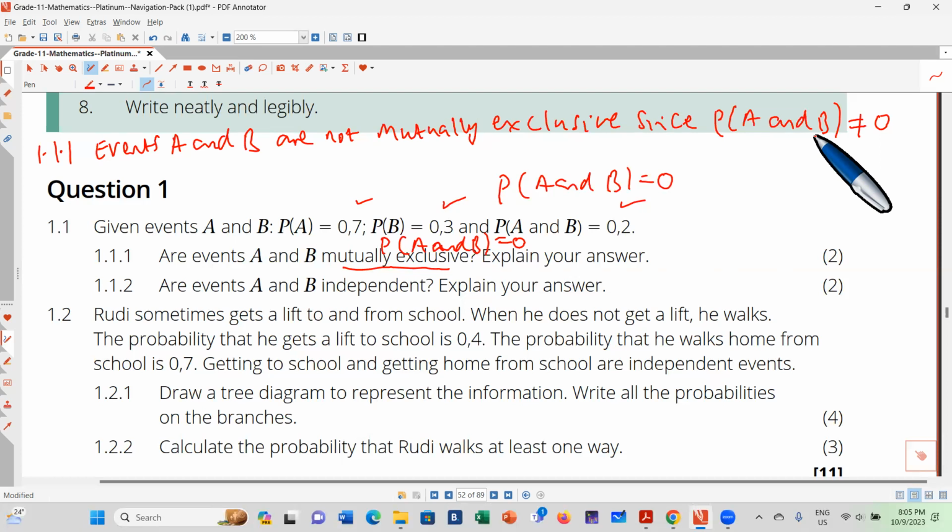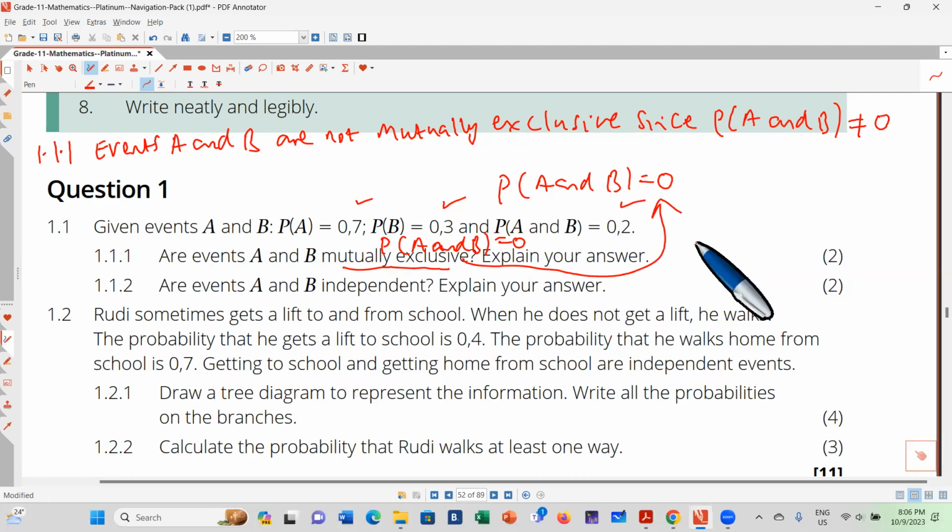Right, so are events A and B mutually exclusive? Explain your answer. We can see clearly that at this point, the events A and B are most certainly not mutually exclusive, because mutually exclusive means that the probability of the intersection is 0. But here we have already been told that the probability of A and B is 0.2. So it's not 0. So it means they are not mutually exclusive.